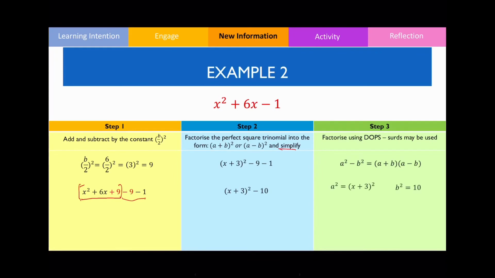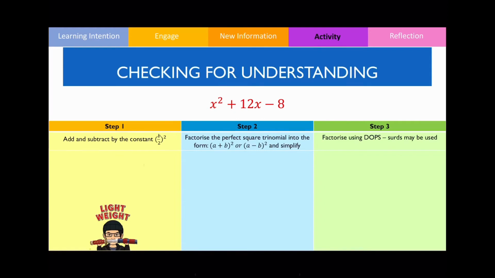A in this case is going to be equal to x plus 3, and b is going to equal root 10. I'll substitute into my formula, and this is going to be my final answer. As you can see, once I've got this, I can easily use the null factor law if I wish to solve for the x-intercepts. So what I want you to do right now is pause the video, give yourself 2 minutes, and then we'll compare our answers together.